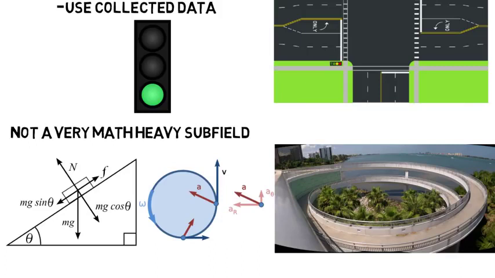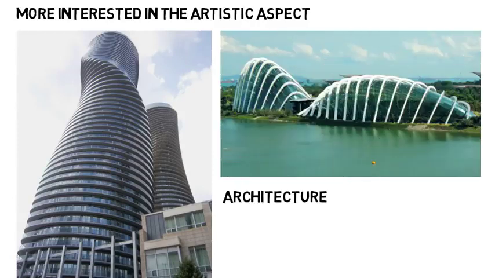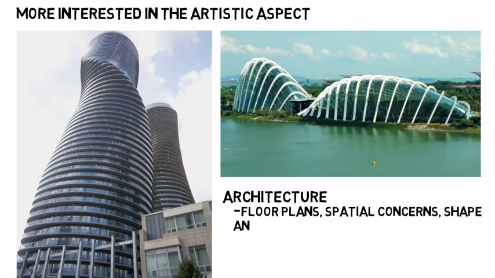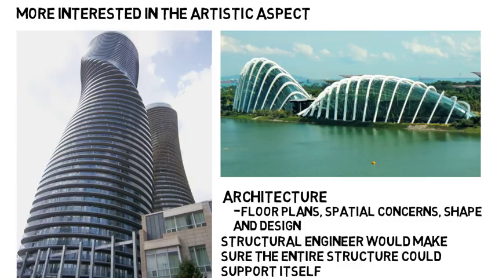Now that's all the main subdisciplines of this major, but there are some final thoughts I want to include. If you're watching all this and are more interested in the artistic aspect of building and structure designs, then architecture will be better for you. Architects deal more with the floor plans, spatial concerns, and the shape and design of the buildings. They have to have an understanding of structures and physics, but not quite as much as a structural engineer. They would hand off their design to the structural engineer, who would really make sure the entire structure could support itself, and they would deal with more of the technical work.